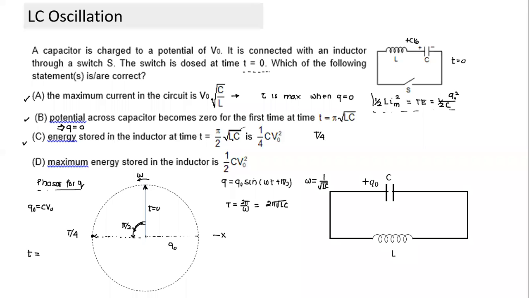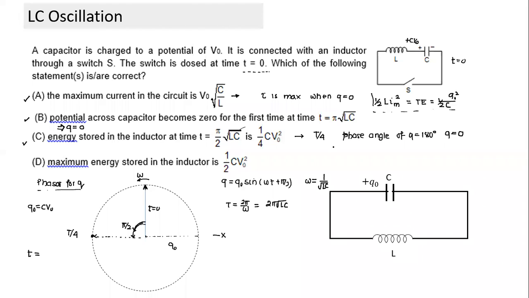T by 4. So this time is equal to T by 4. So at T by 4, what will happen? The charge becomes 0. So what will be the energy stored in the inductor? When charge becomes 0, at this instance, which corresponds to T by 4, what is the phase angle of charge? The phase angle of charge is 180 degrees, or the charge Q is equal to 0.